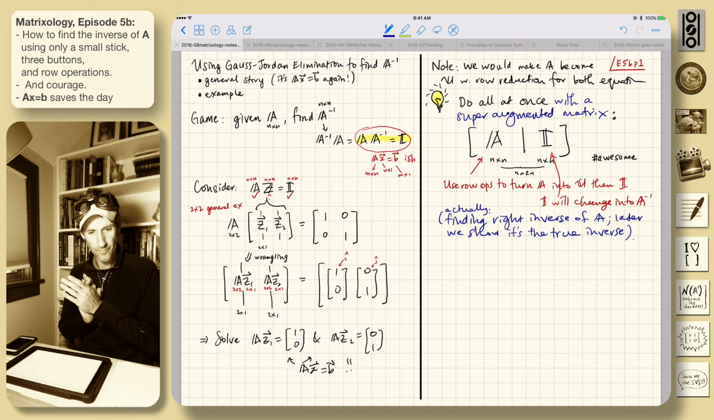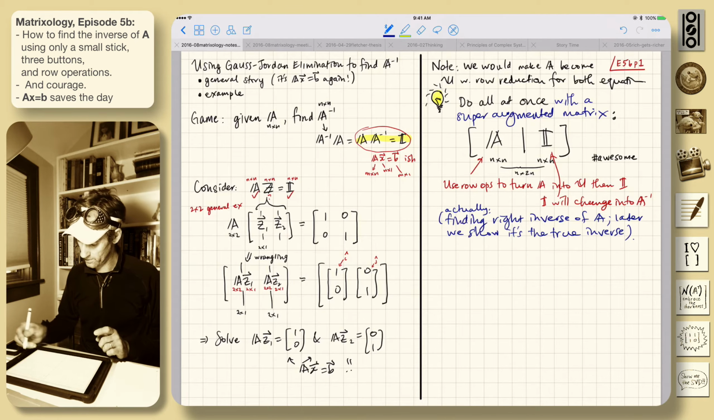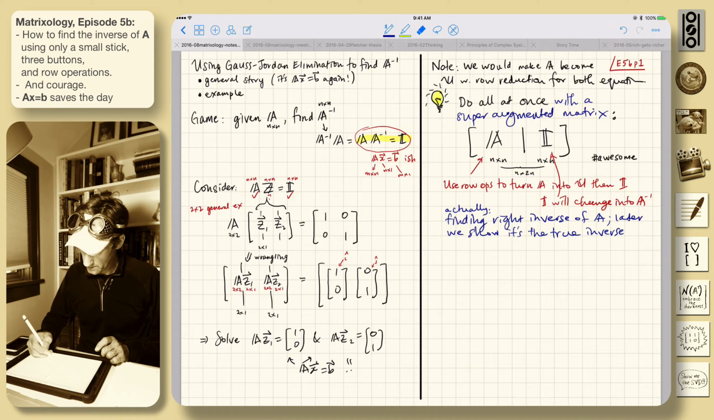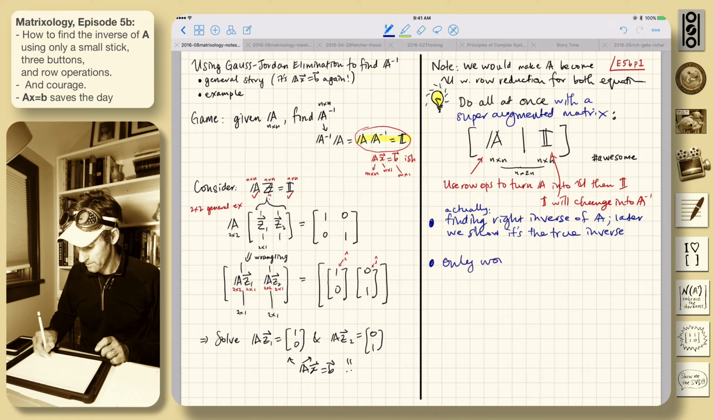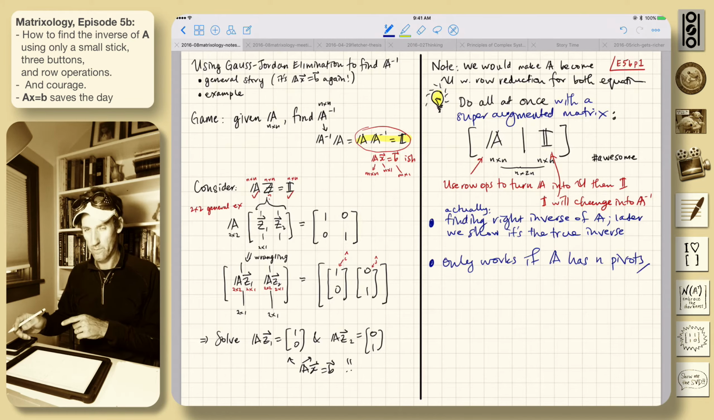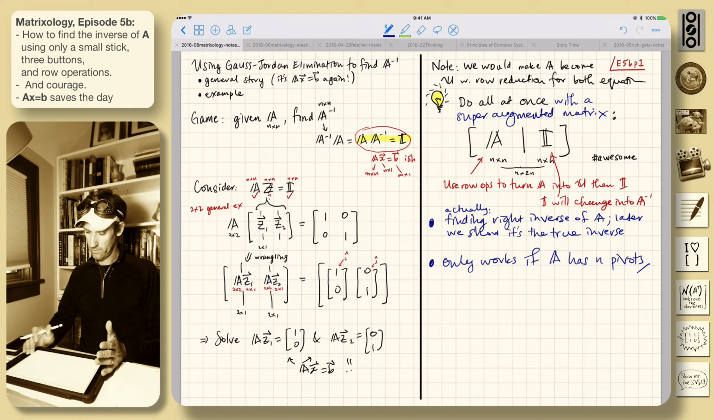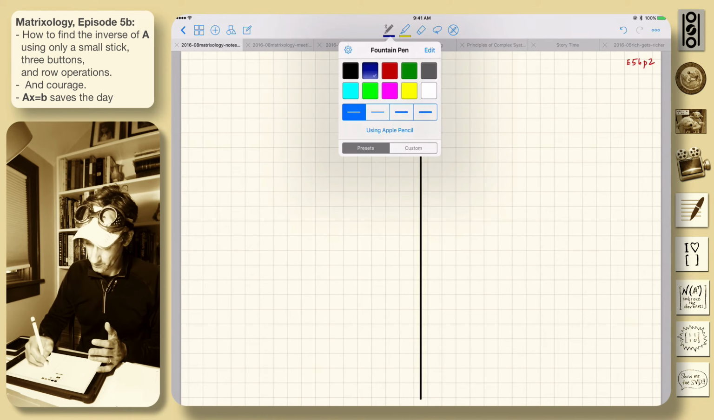This is a big deal. It only works if A has n pivots, so none of them are missing. We'll get to that in a little bit. Okay, that's a pretty good page. I should put more light bulbs on.